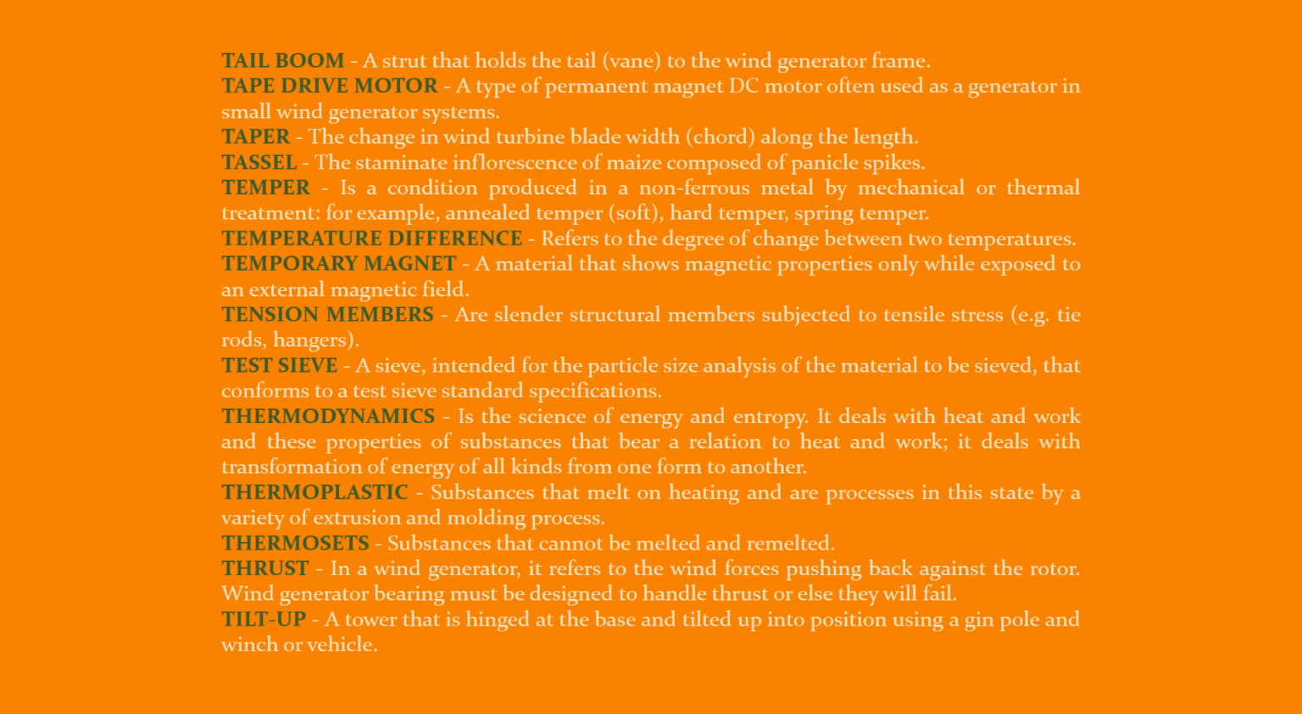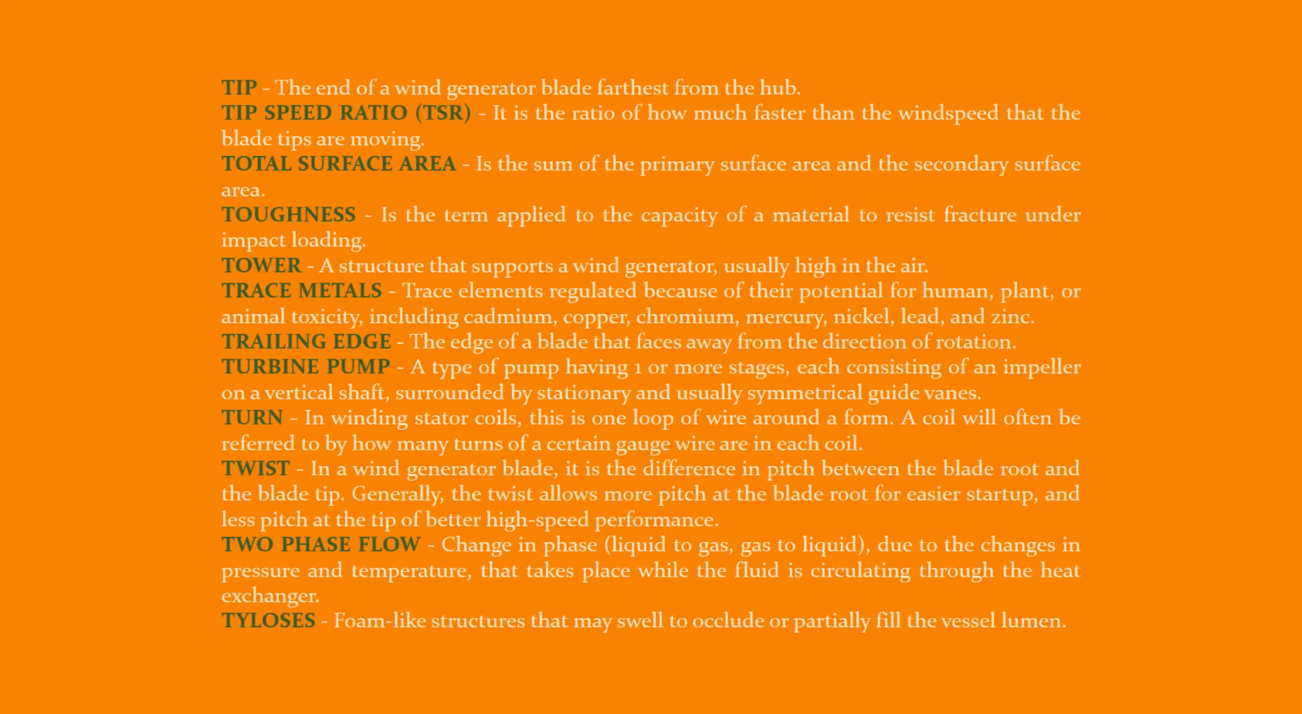Tilt up: a tower that is hinged at the base and tilted up into position using a gin pole and winch or vehicle. Tip: the end of a wind generator blade farthest from the hub. Tip speed ratio, TSR: the ratio of how much faster than the wind speed the blade tips are moving. Total surface area: the sum of the primary surface area and the secondary surface area.